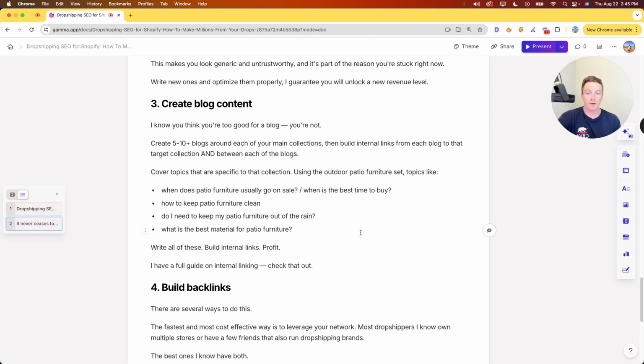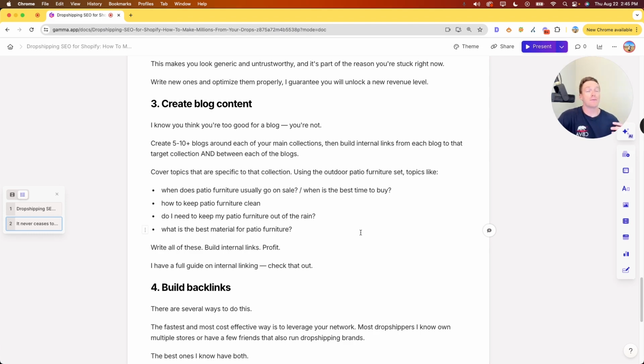For every single collection, create 5 to 10, maybe more blogs around each of them. Then build internal links from each blog to that target collection and also between each and every blog in that same cluster of 5 to 10 or so, okay? Cover topics that are specific to that collection, okay?